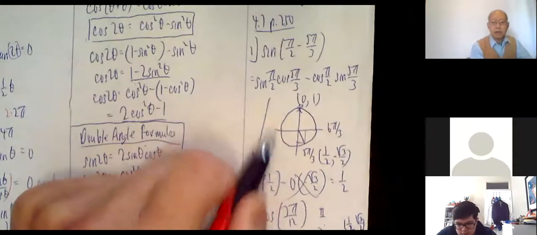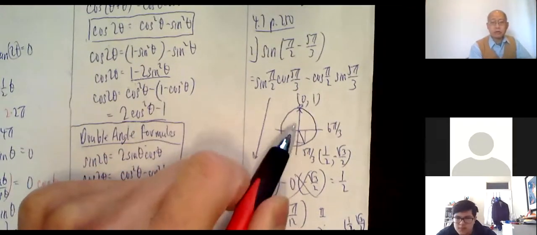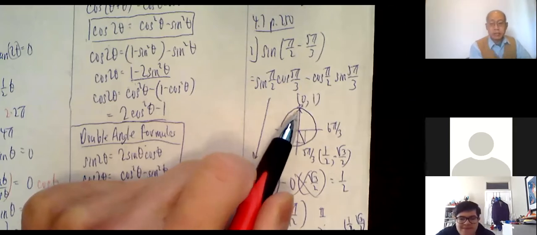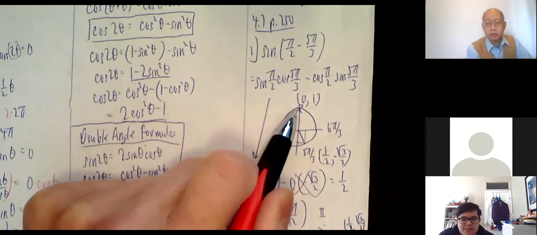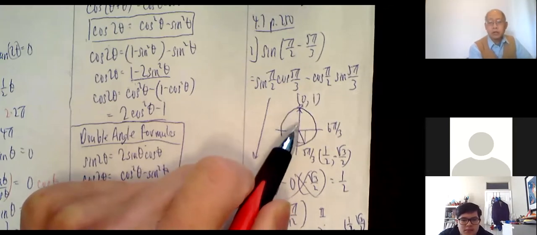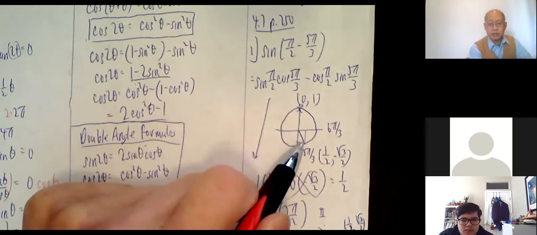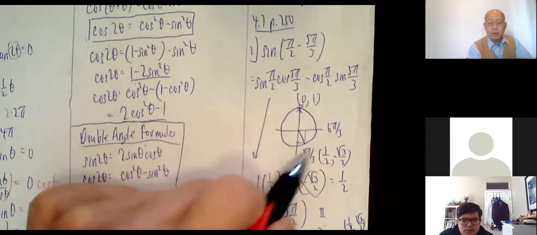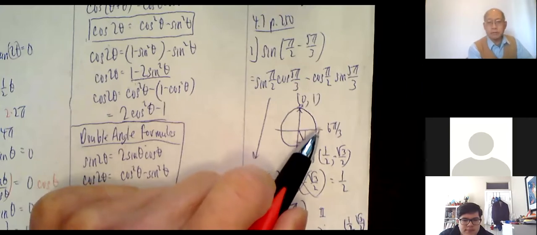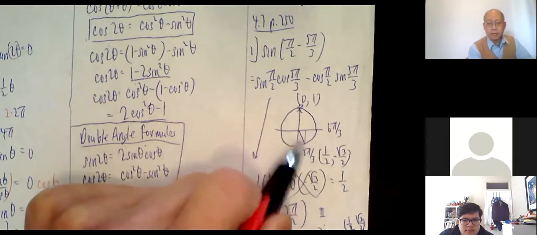Okay, so I draw myself a circle. Pi over 2 is over here. That's pretty easy. The ordered pair is 0, 1. Cosine of 5 pi over 3. So where is 5 pi over 3? It's over here. If I go all the way around the circle, that's 2 pi or 6 pi over 3. So 5 pi over 3, I back up 60 degrees. I'm here.